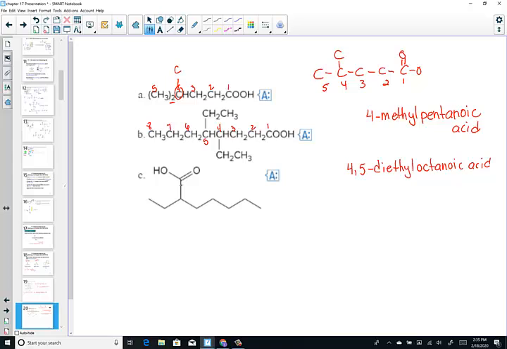Sweet. Now we have to start carbon 1, 2, 3, 4, 5, 6, 7. At carbon number 2, I see a 2-carbon branch, so there's your ethyl, and a 7-carbon parent chain, heptanoic acid. Beautiful. I bet you're doing great.